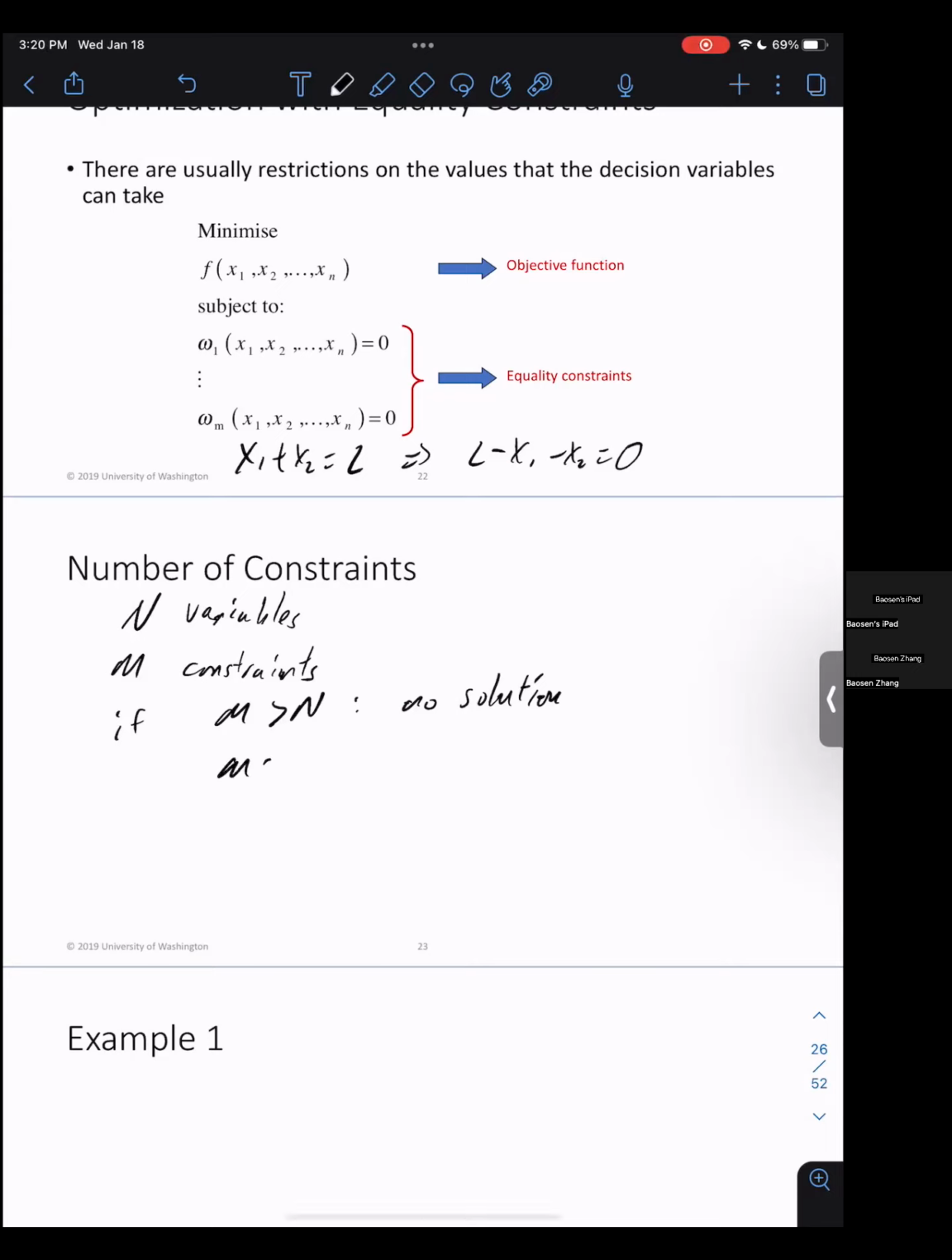If m equals n, there's normally one solution. You're not optimizing anything, but at least there's normally some feasible solution you get. And if m is less than n, this is an optimization problem. When we say we're solving an optimization problem, I need to have some freedom to move my variables around. So normally you have a lot fewer constraints than the number of variables. But again, this doesn't always happen in practice.